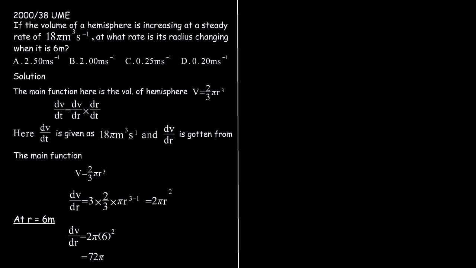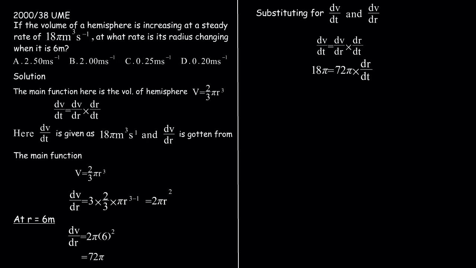Now, our next step is to substitute for dV/dt and dV/dr. In our formula, we say that dV/dt is equal to dV/dr times dr/dt. Doing so, 18 pi, which is dV/dt, will be equal to 72 pi, that is dV/dr, times dr/dt.